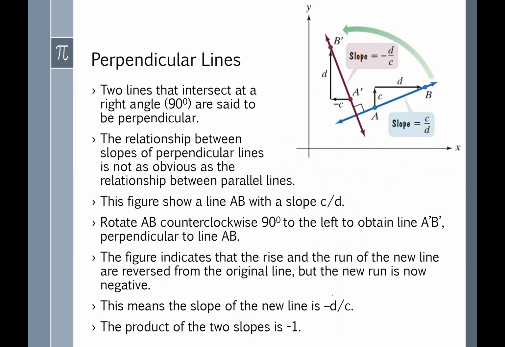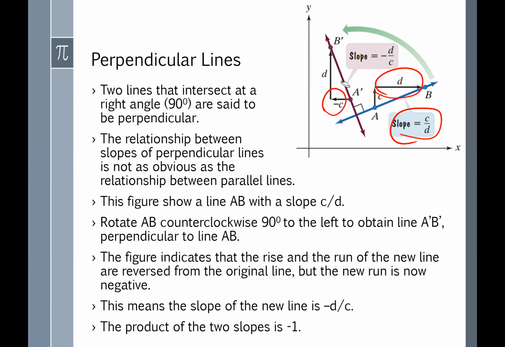Well, if I take a line whose slope is c over d, and I rotate it 90 degrees, what happens? Well, this rise right here gets rotated 90 degrees and becomes a run. And not only does it become a run, it becomes negative. That arrow is pointing up, and as I rotate it 90 degrees, that arrow is now pointing to the left. My run here is d. As I rotate that 90 degrees, that run to the right becomes a rise up.